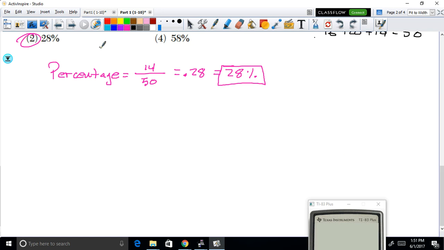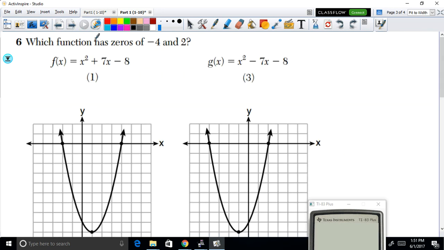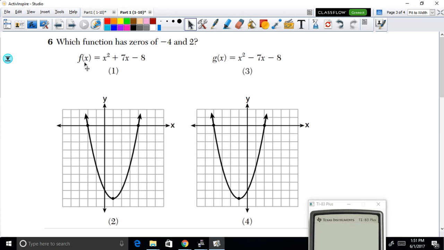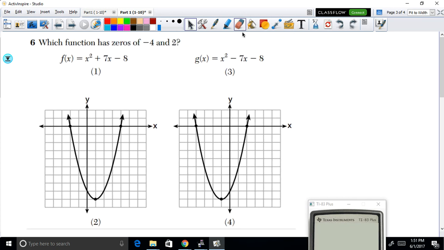Perfect. All right. We are in question 6 now. Let me just make it smaller so it fits in the whole screen. All right, perfect. So in question 6, it says, which function has zeros of -4 and 2?